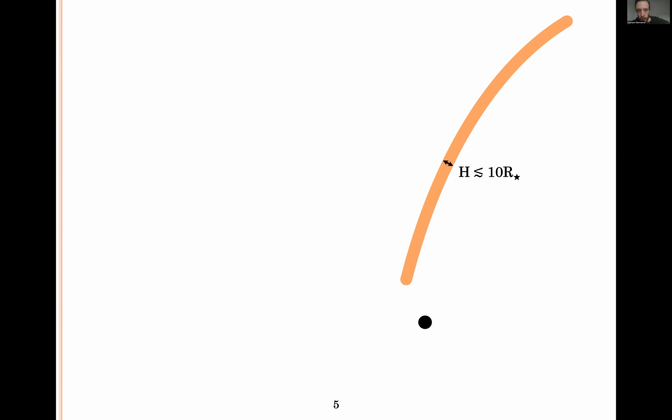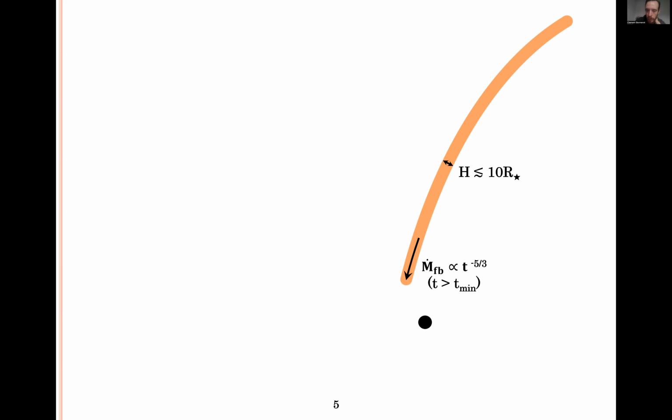Another property I want to highlight about this stream is its fallback rate. This concerns the part of the stream that is bound to the black hole, and the fallback rate is really the mass per unit time at which this gas returns to pericenter. This return will start after a time which I call T-min, which is the period of the most bound extremity of the stream around the black hole, given by Kepler's third law. And this period is typically a month, which really sets the timescale of tidal disruption events, which is a few months to years.